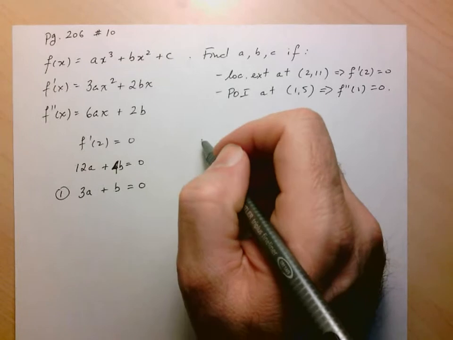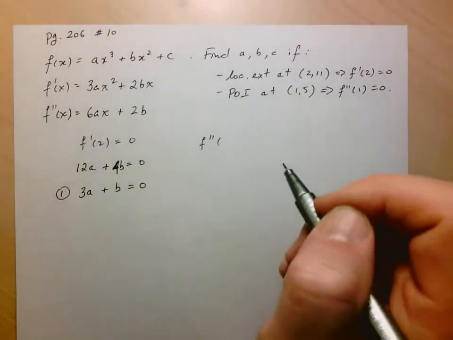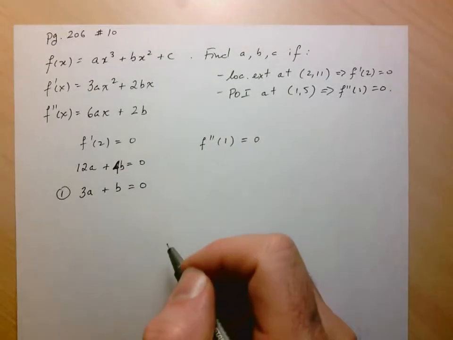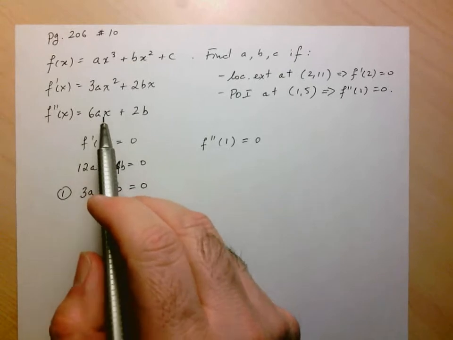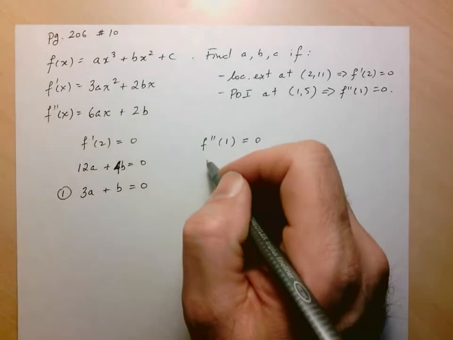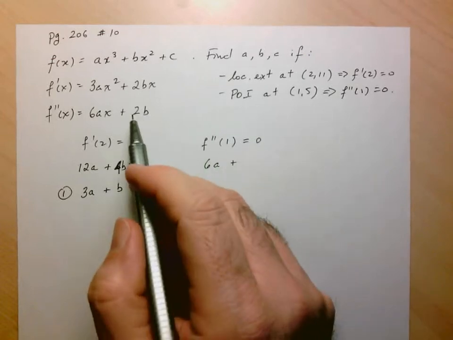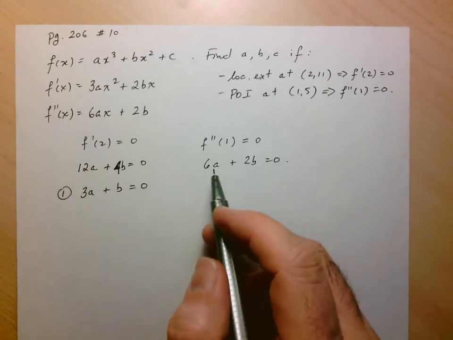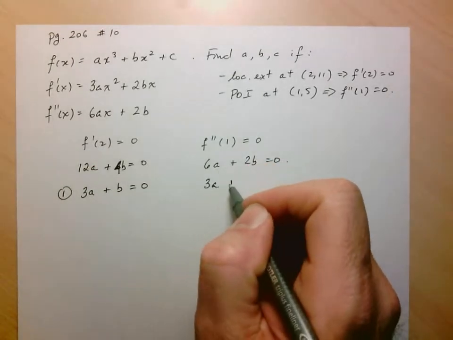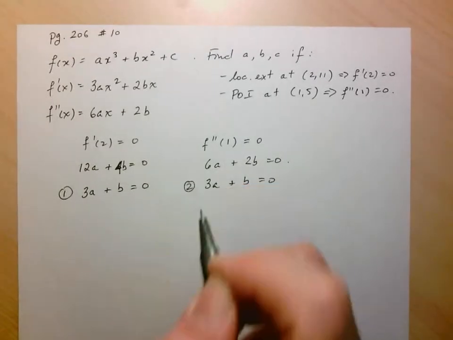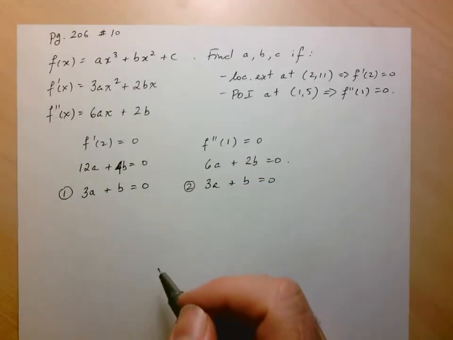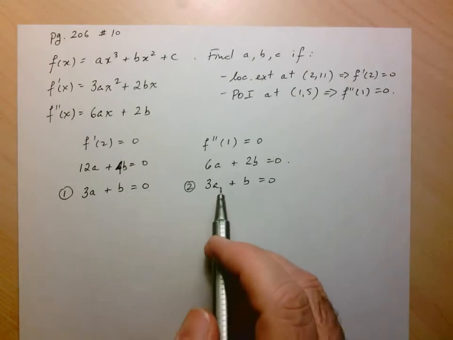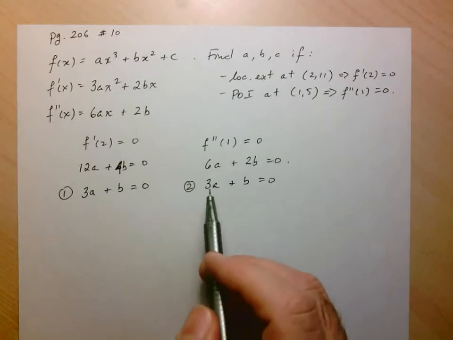Now the second derivative hopefully will help me find a second equation. f double prime at 1 is also equal to 0, so let's stick x equals 1 here. 6 times 1 is 6, so we have 6a plus, and here there's no x, so just 2b, is equal to 0. Again, we can simplify this by dividing both sides by 2, so we get 3a plus b is equal to 0. So there's our second equation. Notice what we have here, something very interesting. These equations are exactly the same.